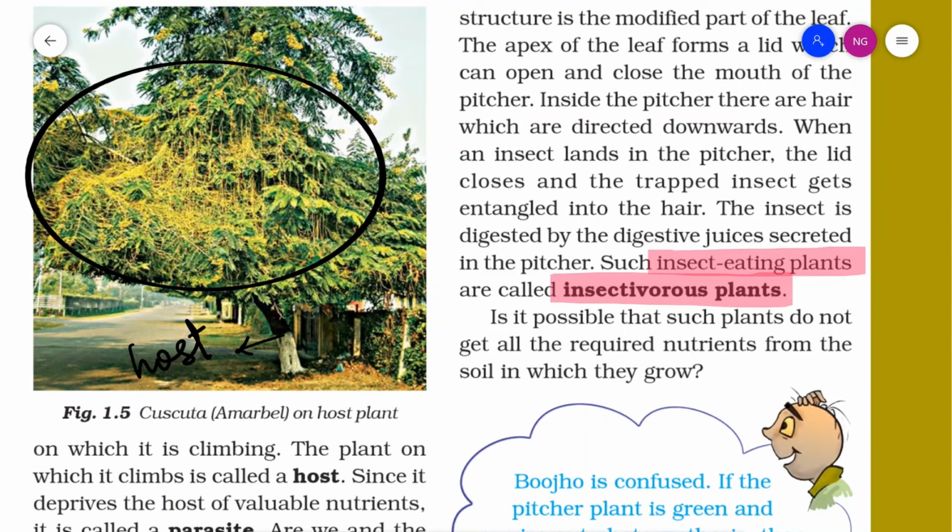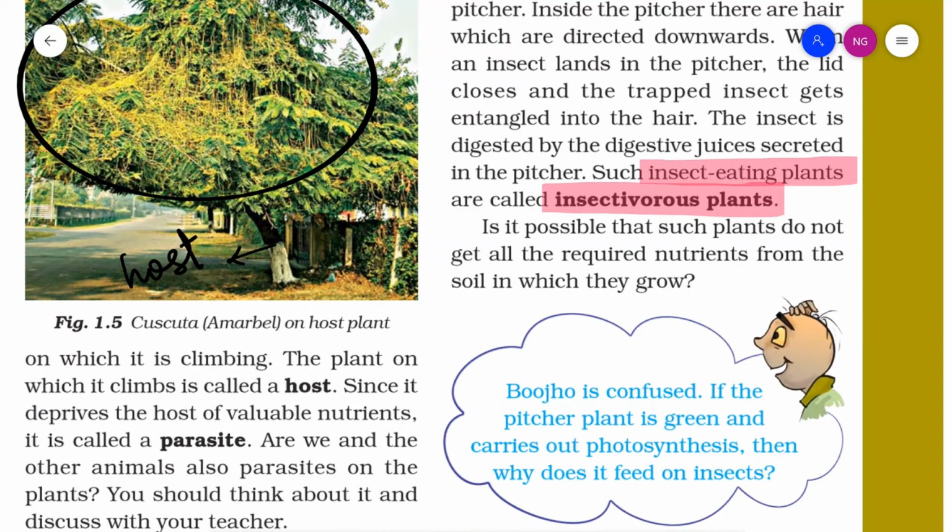So, these insectivorous plants will trap the insect and it will be digested by the digestive juices which are secreted in the pitcher. Now we understood how an insect is trapped in the pitcher and how it will be digested. Now you may be thinking, is it possible that such plants do not get all the required nutrients from the soil in which they grow? No, such insectivorous plants do not get all the nutrients from the soil in which they are growing.